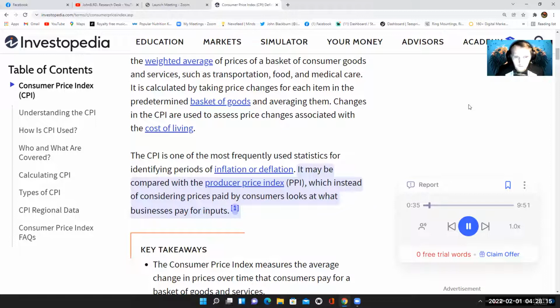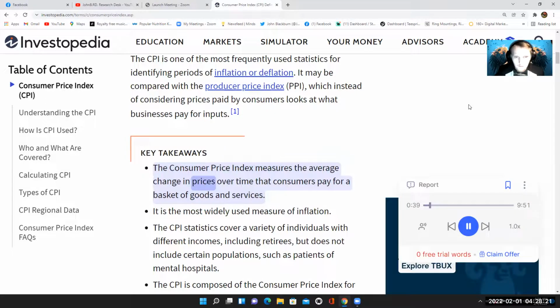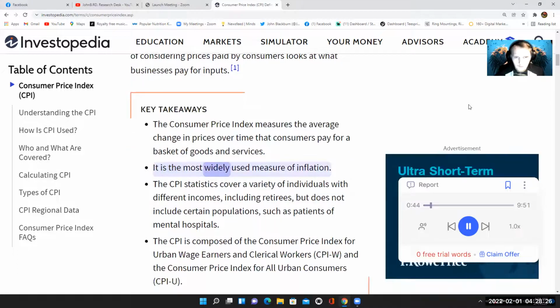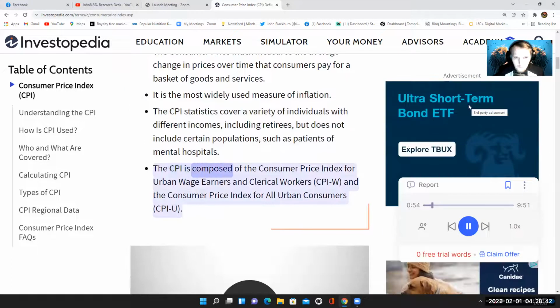Point 1. Key takeaways. The Consumer Price Index measures the average change in prices over time that consumers pay for a basket of goods and services. It is the most widely used measure of inflation. The CPI statistics cover a variety of individuals with different incomes, including retirees, but does not include certain populations, such as patients of mental hospitals. The CPI is composed of the Consumer Price Index for urban wage earners and clerical workers, CPI-W, and the Consumer Price Index for all urban consumers, CPI-U.